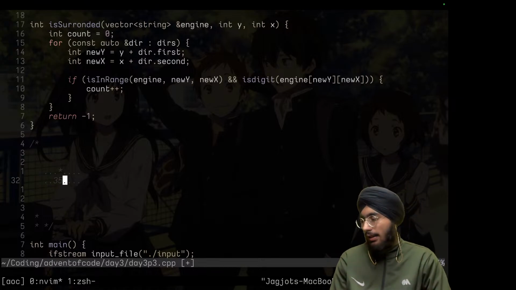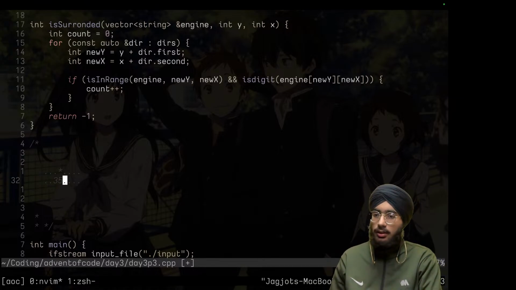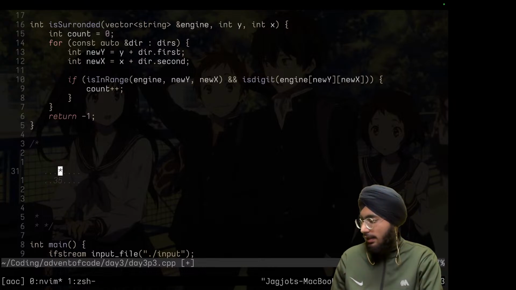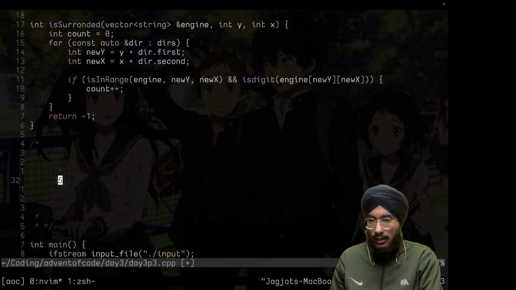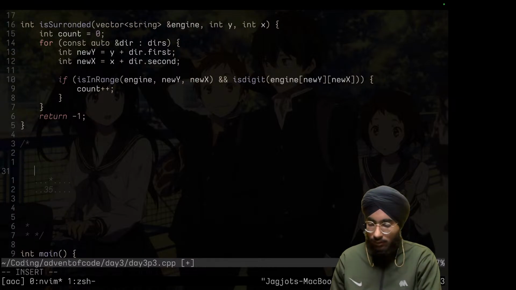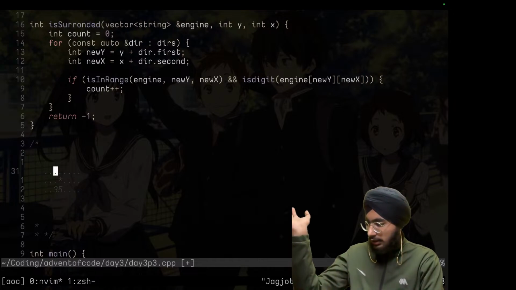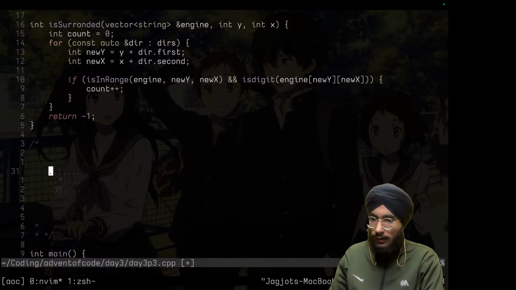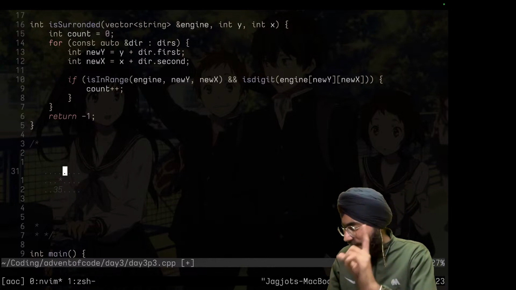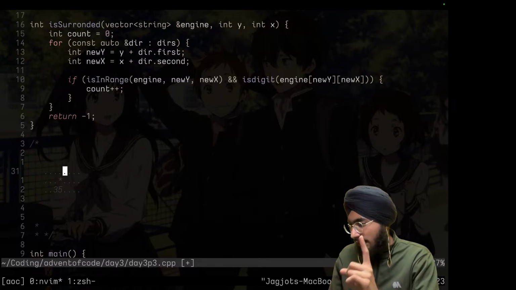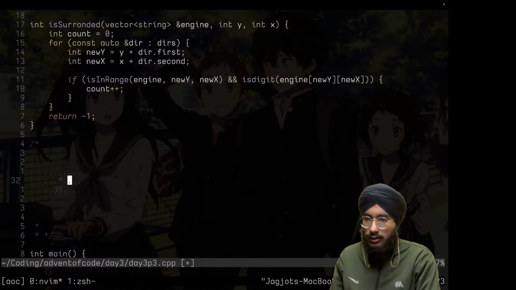So we need to make 3 types of directions. Like the star is there, and one for the top thing, right? Directions which check the top, this one, and this one. And if either of them is a digit, then we increment count, right?